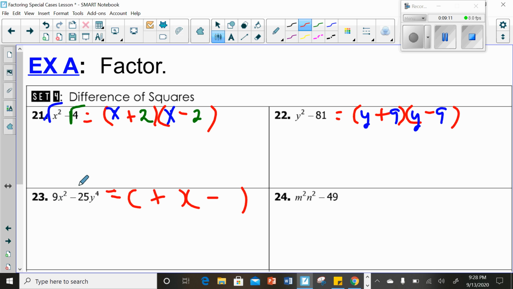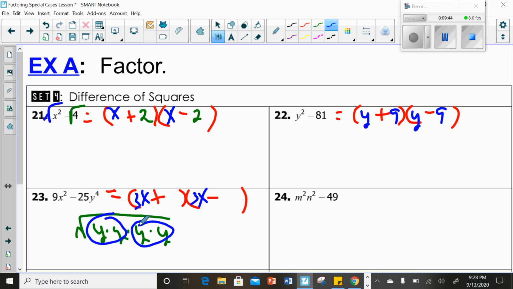But the square root of 9 is 3, and the square root of x squared is x. So I'm going to put a 3x here and a 3x there. Then the square root of 25 is 5, and the square root of y to the 4th is y squared, and here's why. Because if I have y times y times y times y, that's y to the 4th, and I'm taking the square root. Remember, we're looking for groups of 2. There's 1, there's 2, so it's going to equal y times y, which is y to the 2nd.